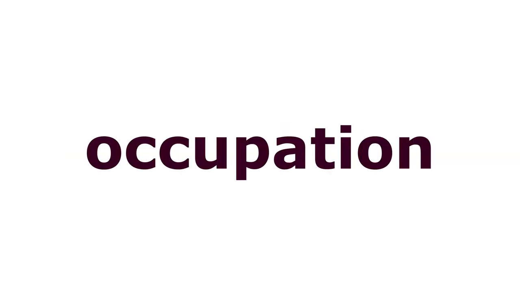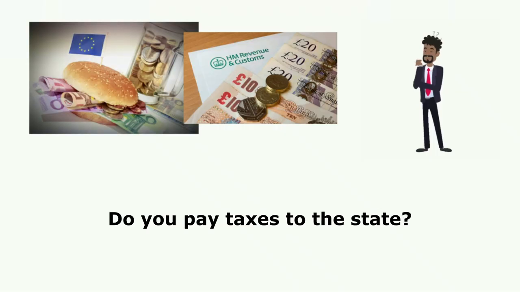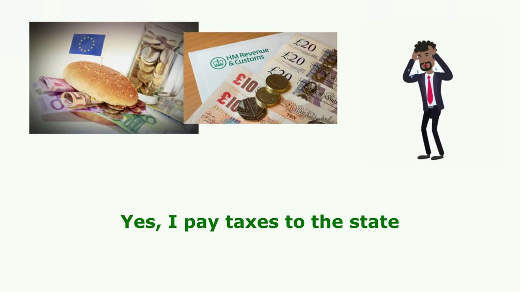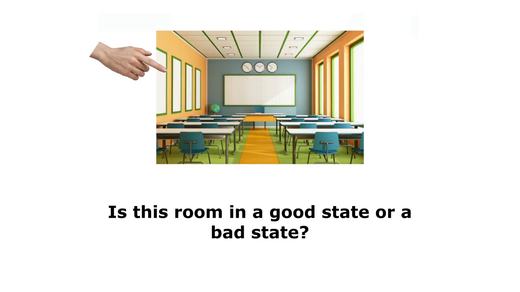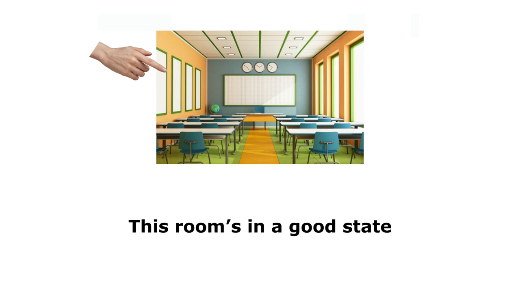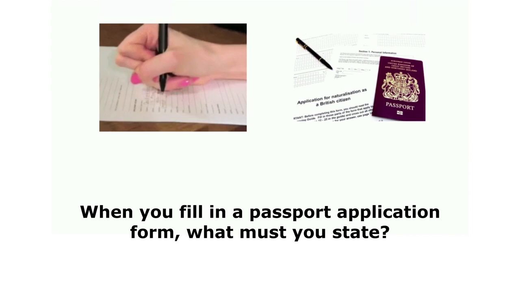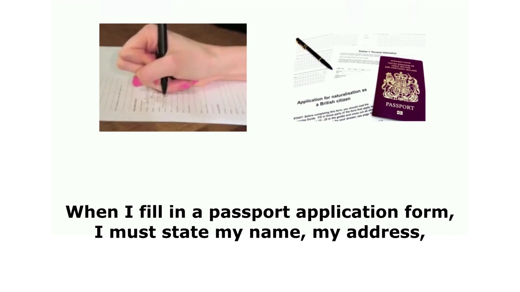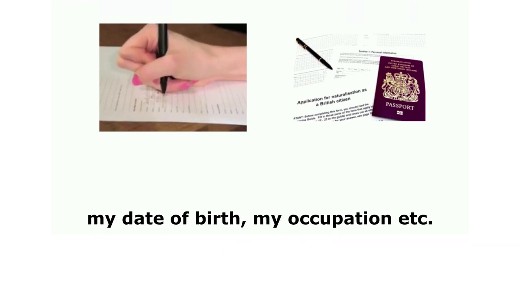State. Fill in. Application form. Birth. Occupation. Do you pay taxes to the state? Yes, I pay taxes to the state. Is this room in a good state or a bad state? This room's in a good state. When you fill in a passport application form, what must you state? When I fill in a passport application form, I must state my name, my address, my date of birth, my occupation, etc.